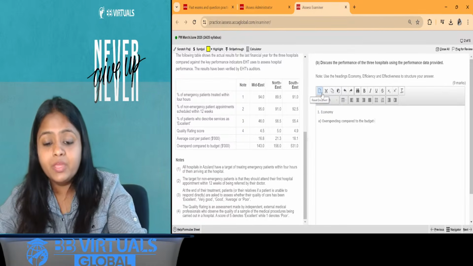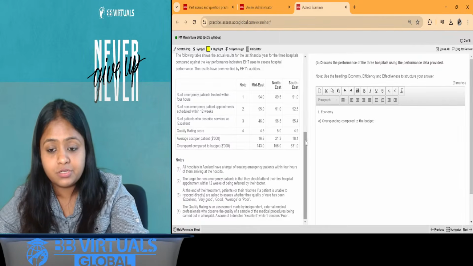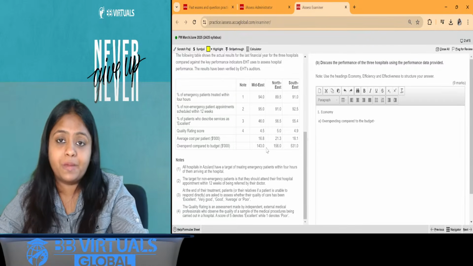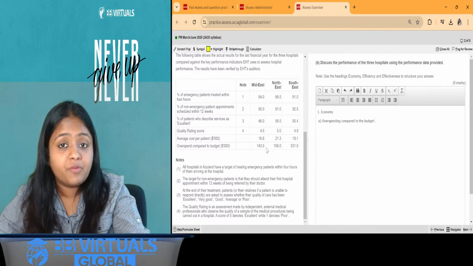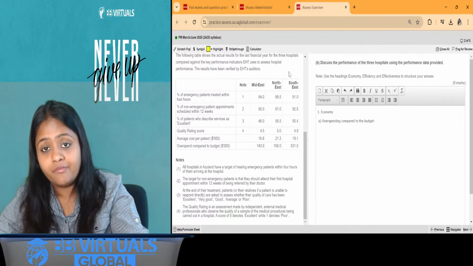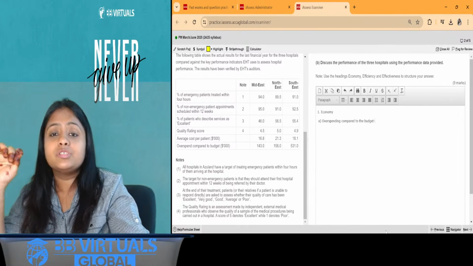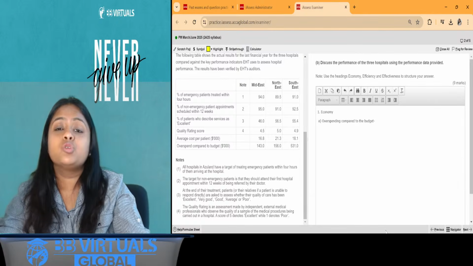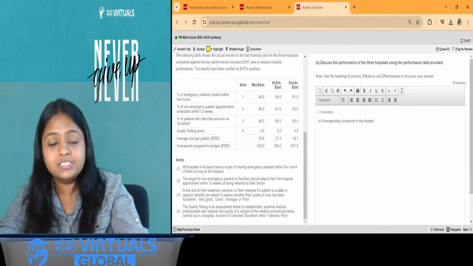Just look at the data. When we see overspending compared to the budget across the three hospitals, Mid East has the lowest overspending. That means it is closer to the budget and is a better performer than the other three hospitals. However, Southeast has been overspending 5 times the budget, which is a very high difference between the budget and the actuals. So the differences need to be investigated in detail for the reason of overspending. Okay, this is one point.